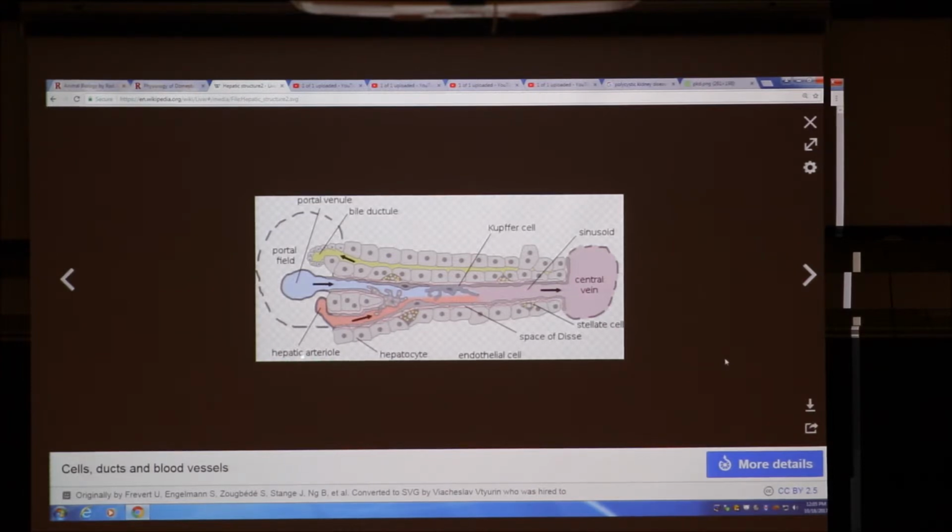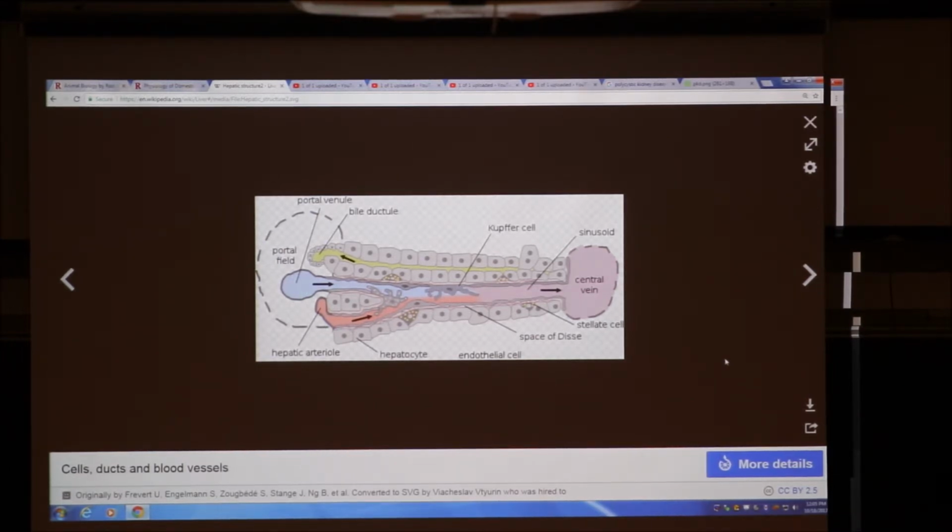The hepatic arteriole, that's going to be a branch off the hepatic artery. That's going to have oxygen-rich blood, right? Arteries have oxygen-rich blood. But it's going to be relatively nutrient-poor. So that's one of the afferent vessels coming in. See that arrow there? Now here's the other afferent blood vessel.